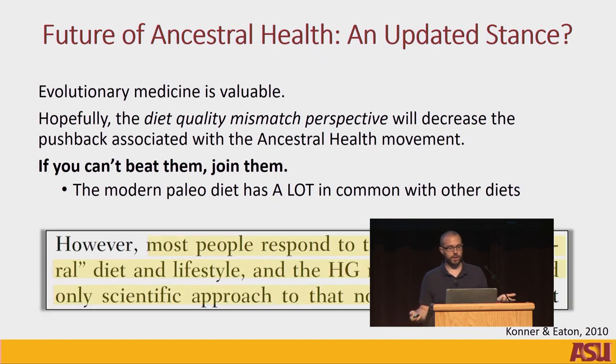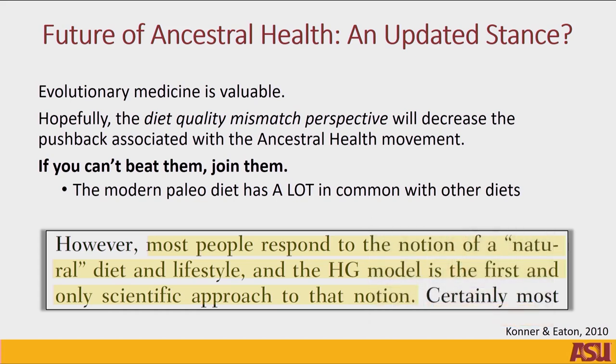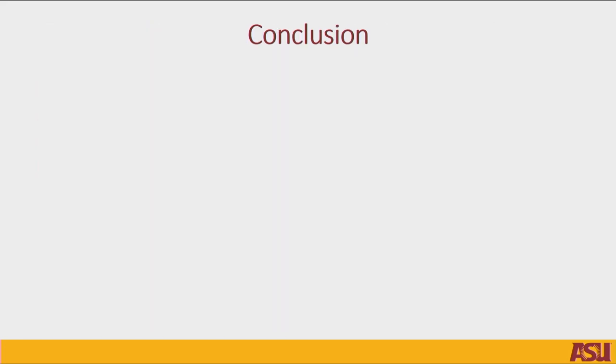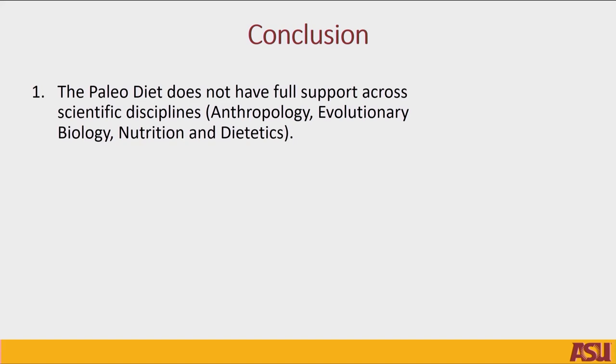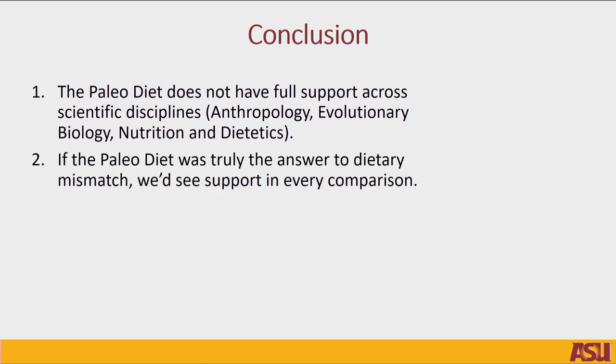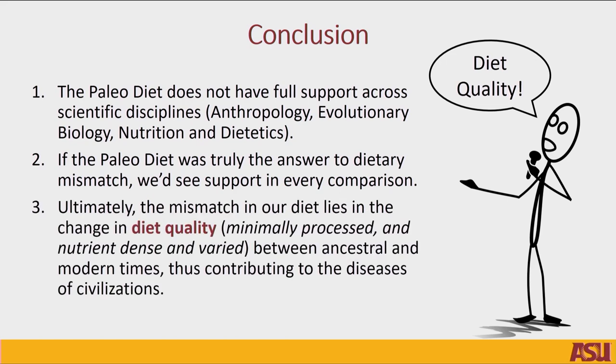And the other thing that we have going, Konner and Eaton say in 2010, is that most people respond to the notion of a diet and lifestyle that's natural. And the hunter-gatherer model is the first and only scientific model that we have for this idea. And yes, we can use it as a model, but we need to look at the diet from the diet quality perspective instead of the food group perspective. So to conclude, the paleo diet doesn't have full support across academic disciplines. If it was truly the answer to the dietary mismatch, we would see support for it in every comparison. And really, it's this change in diet quality that's responsible for the diseases of civilization that we see today.